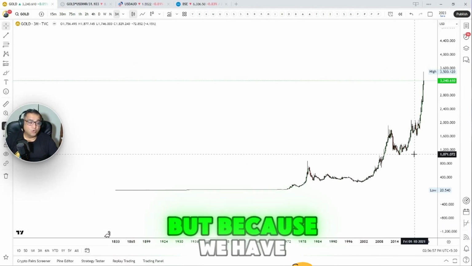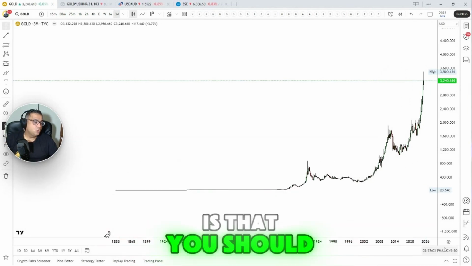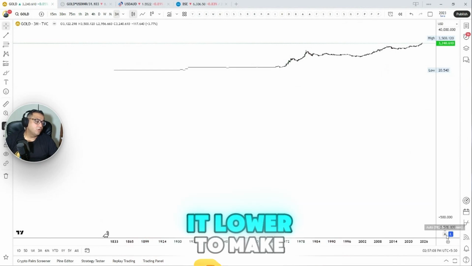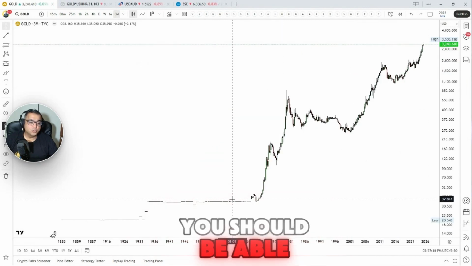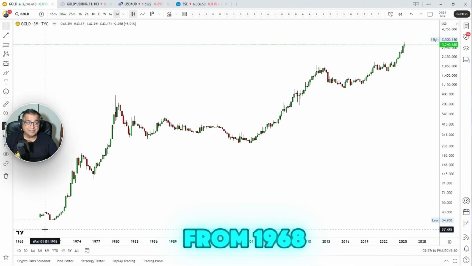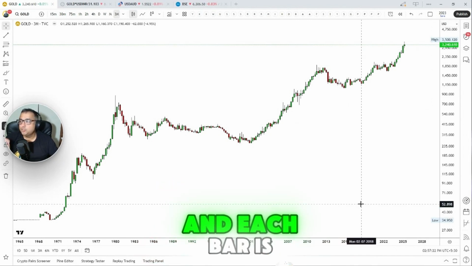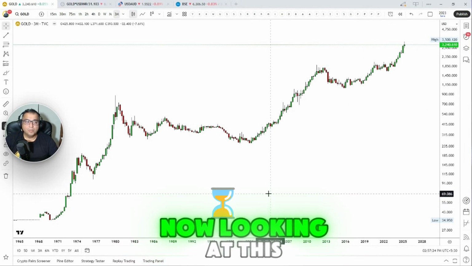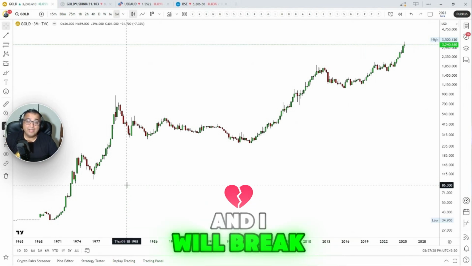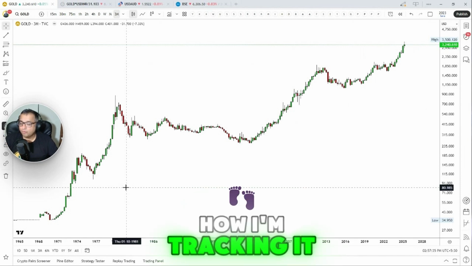But because we are looking at a long-term chart, a lot of people don't even have that view, is that you should see this in logarithmic, and you can simply go here and convert it to logarithmic, and this is how you should be able to see the data. And let's, for interest's sake, look at it from 1968. This is your gold chart from 1968 in front of you, and each bar is 3 months. Now looking at this is how you should be looking at it. Otherwise you will always be in a FOMO, and I will break this down in a very simple way. So stay till the end, and I'll tell you my views, how I'm tracking gold and what is there.